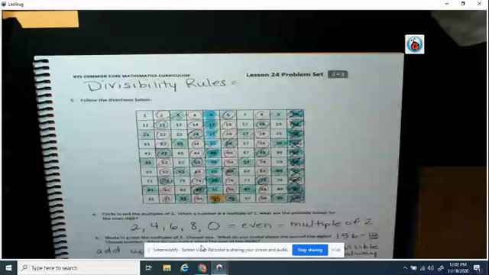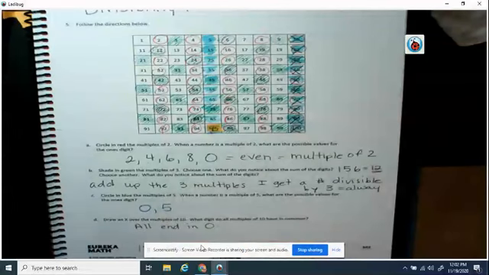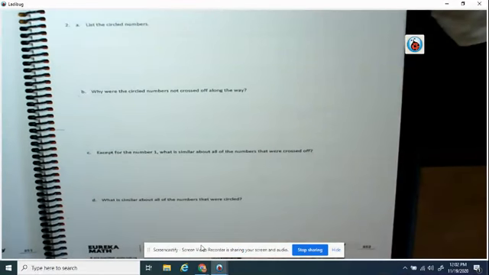So that's what this chart was just about. And so we just did divisibility rules for the multiples of 2, the multiples of 3, and the multiples of 5, and the multiples of 10, really. So we just found those divisibility rules. Tomorrow we're going to go into those divisibility rules even more.